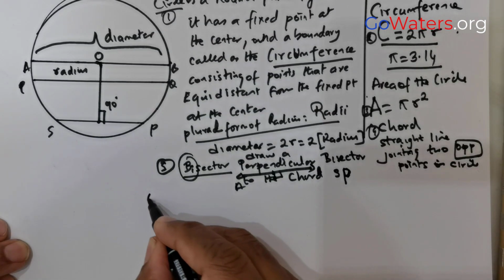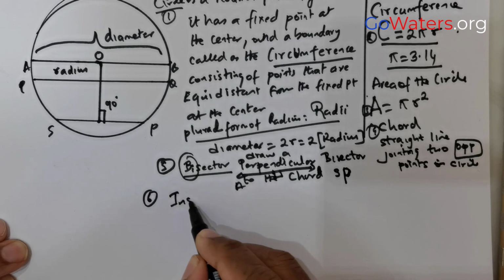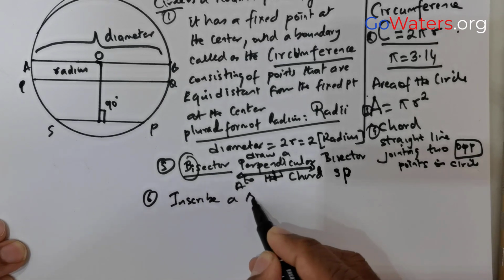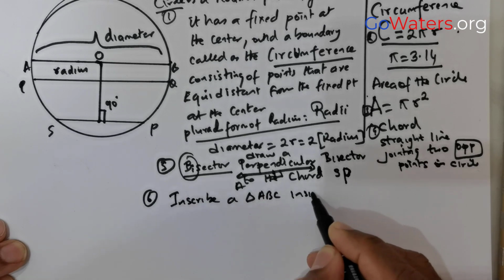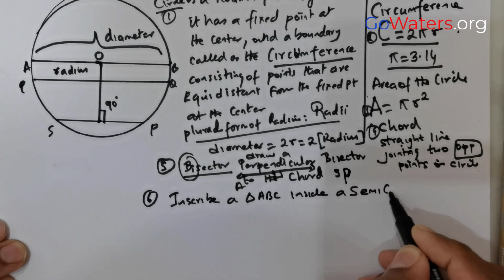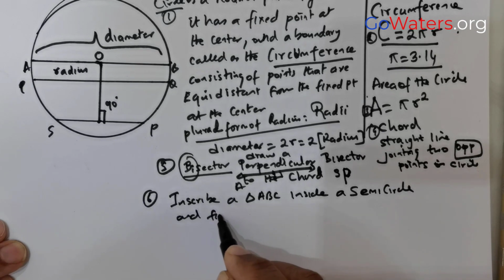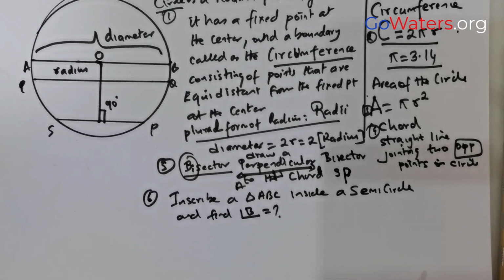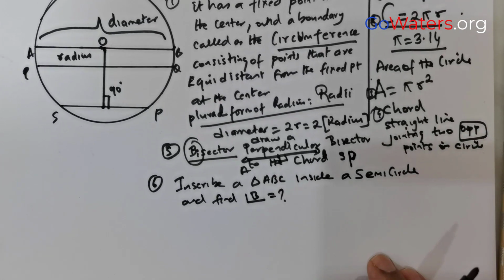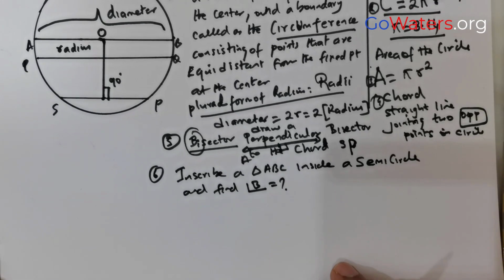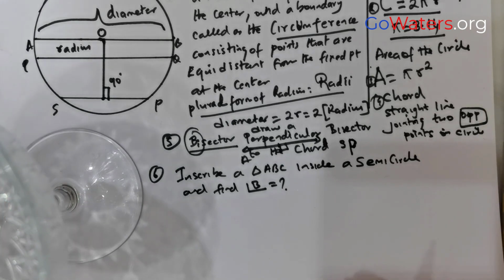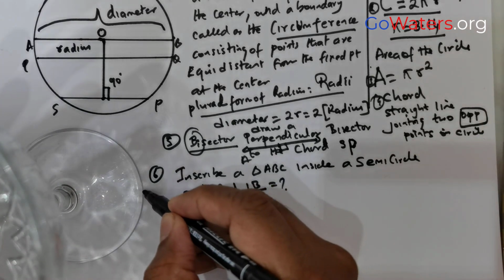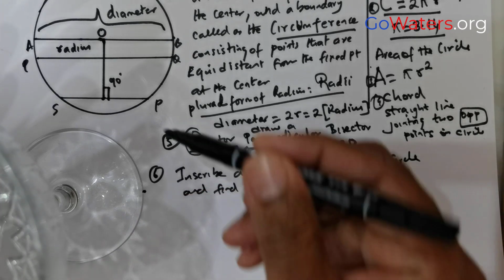Okay, knowledge point number 6. This is the question. Inscribe triangle ABC inside a semicircle and find the angle B. Now this is a very loose question because there aren't any values given, but apparently values aren't given to the ignorant person, while to the knowledgeable person a lot of information is there. So what is that information? First they are asking us to draw a semicircle. So I'm using this spot and this spot to draw a semicircle.